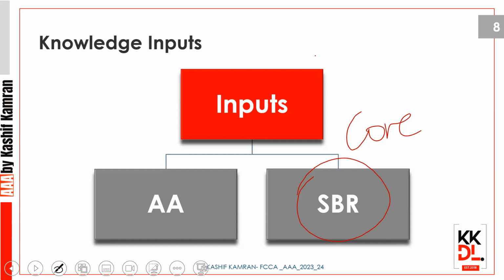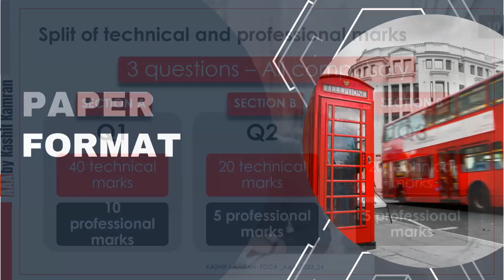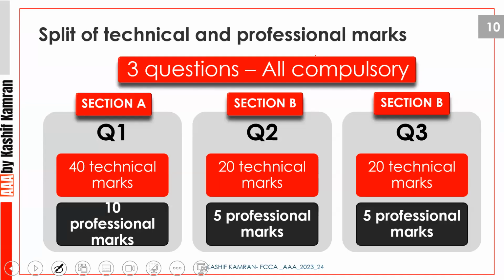Now, moving away from the two essential inputs, let's look at the paper format. The paper format for AAA is pretty simple. You can see in front of your screen that there are three questions. All are compulsory, so there is no choice.